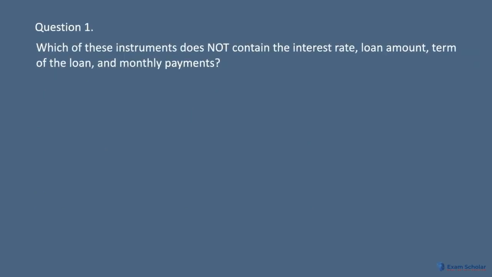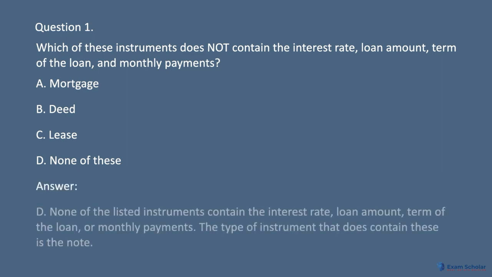Question 1. Which of these instruments does not contain the interest rate, loan amount, term of the loan, and monthly payments? A. Mortgage. B. Deed. C. Lease. D. None of these. Answer: D. None of the listed instruments contain the interest rate, loan amount, term of the loan, or monthly payments. The type of instrument that does contain these is the note.